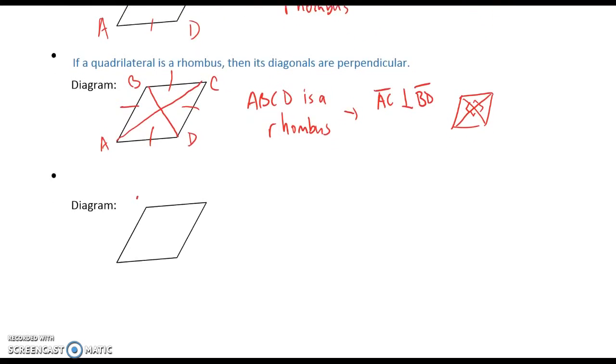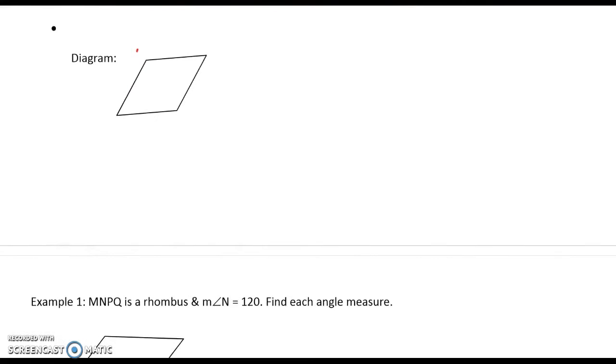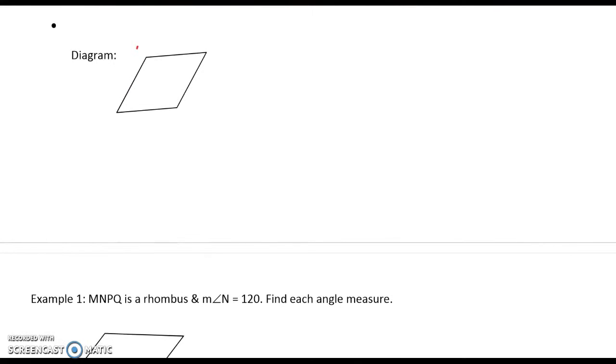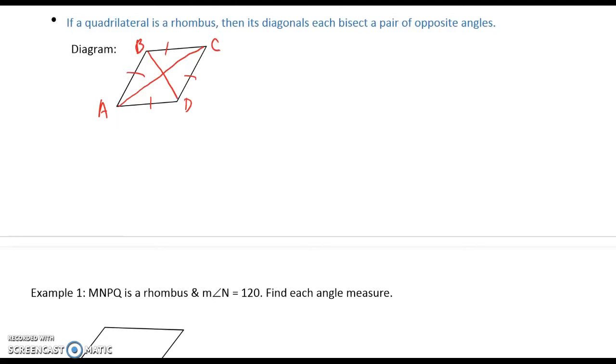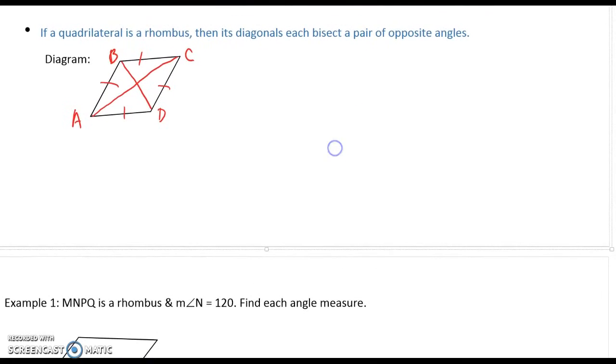Okay. Next, our last property that is specific to just rhombuses is that the diagonals each bisect a pair of opposite angles. Okay. So what that means is that the diagonals, AC and BD, are going to cut their opposite angles in half. So obviously AC is going to cut angles BAD and BCD in half. BD is going to cut the angles it intersects in half. Let's go ahead and write that down.